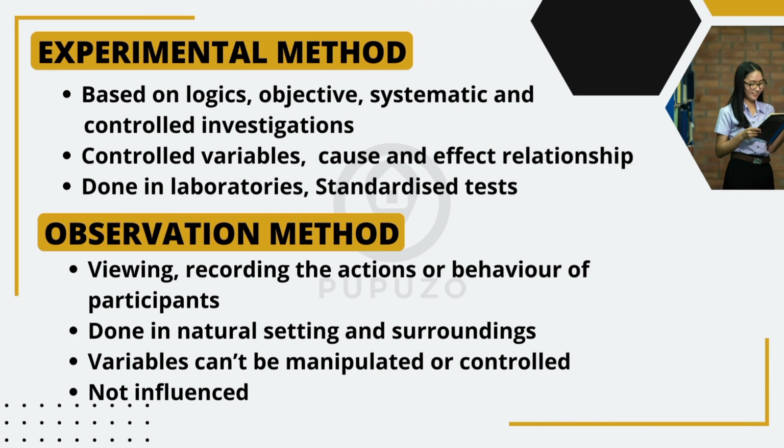The observation method involves viewing and recording the actions or behaviors of participants. This method is typically conducted in natural settings and surroundings, allowing researchers to gain insights into what and how participants behave. It focuses on describing and documenting behaviors rather than explaining the underlying reasons or motivations. Variables in the observation method cannot be manipulated or controlled and are not influenced by the researcher.